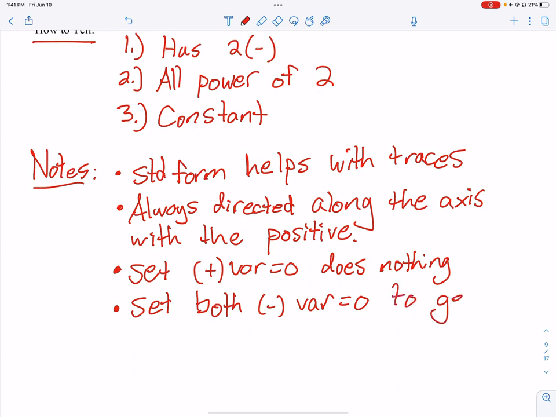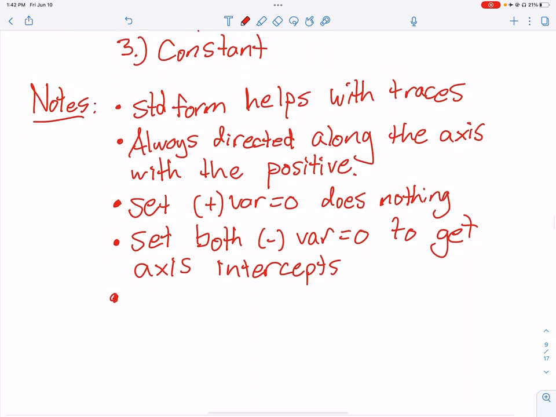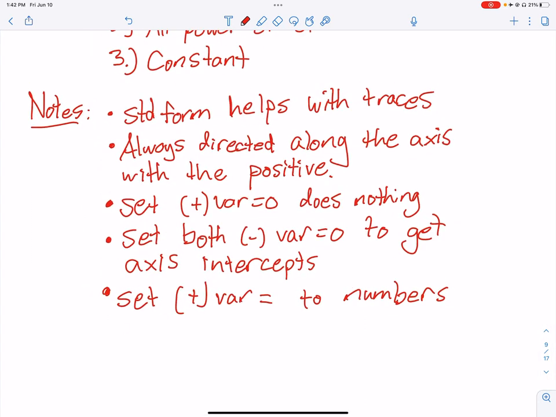This will give us axis intercepts. All right, and then the last thing for us to do to be able to graph this, we're about to go through the whole procedure. Set the positive variable equal to numbers divisible by the denominator.